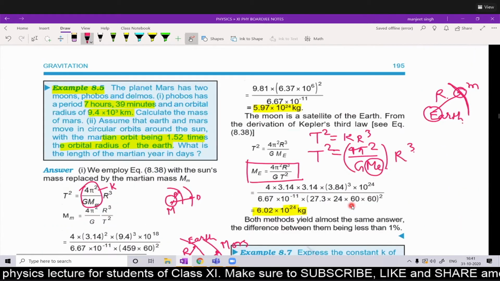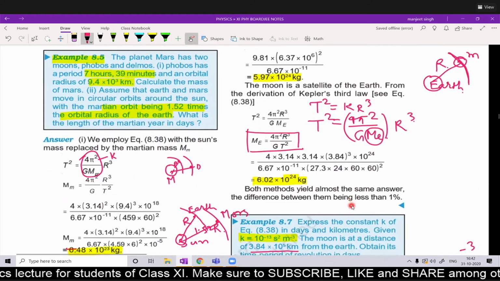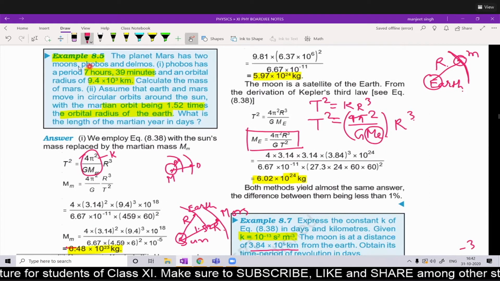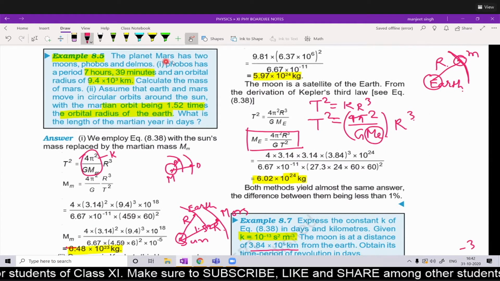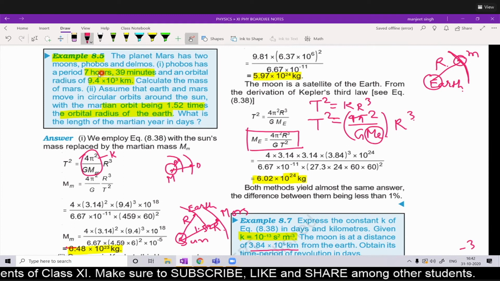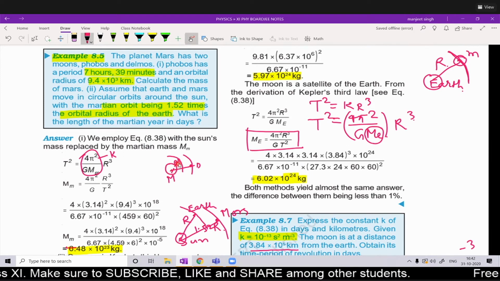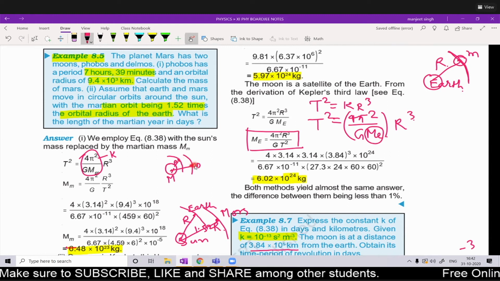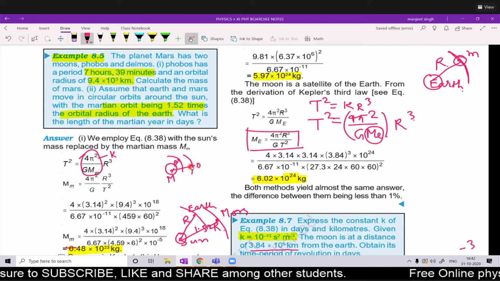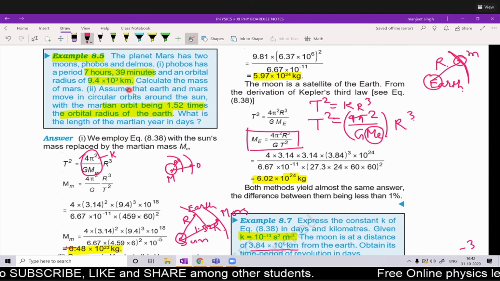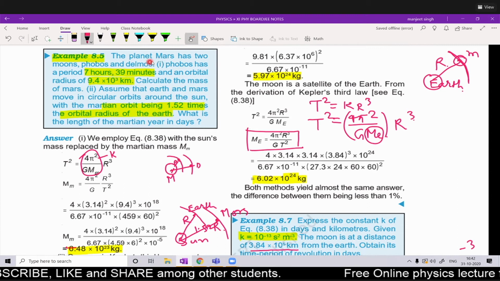Now there are certain numericals. Let us go through this numerical, Example 8.5. What does it say? The planet Mars has two moons, Phobos and Deimos. So I have made a figure. This is the planet Mars, this is Phobos and this is Deimos. Orbits of both are different. They are the moons of the planet Mars.